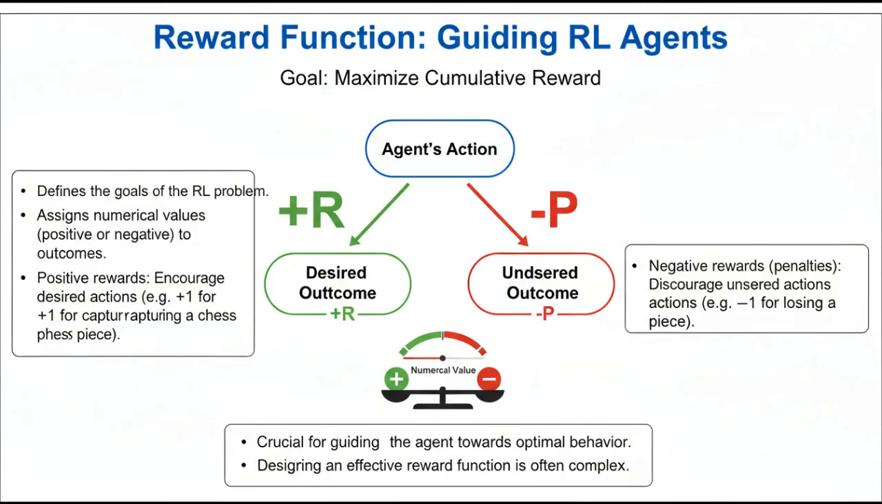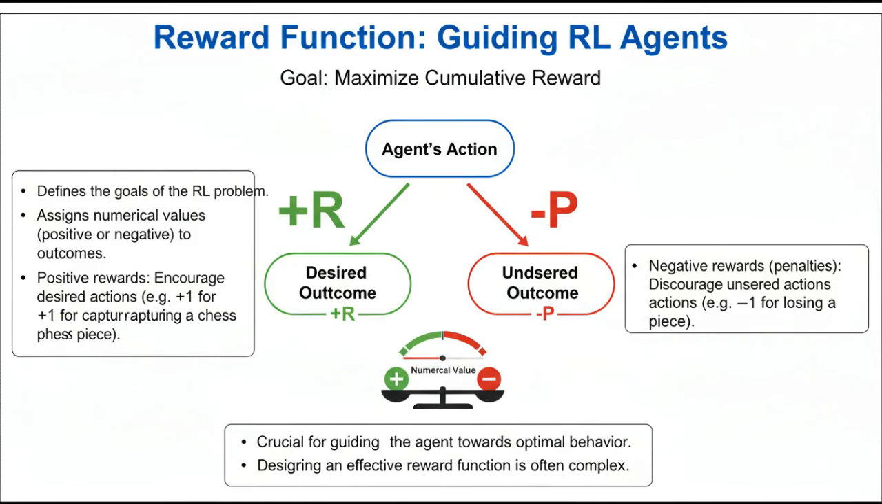If the reward function defines what the agent wants to achieve, the policy defines how the agent will achieve it. In essence, the policy is the agent's strategy. It's a mapping from observed states of the environment to actions that the agent should take in those states. Think of it as the brain or the set of rules that dictates the agent's behavior. A policy can be deterministic, meaning for every state, there's exactly one action the agent will always take.